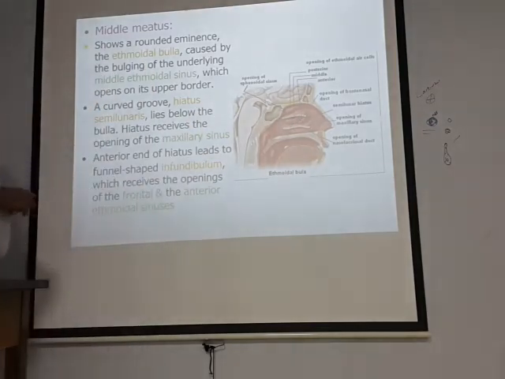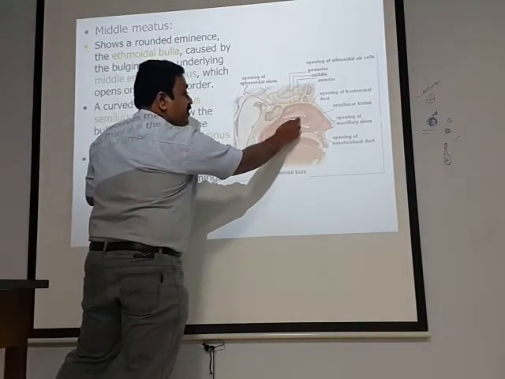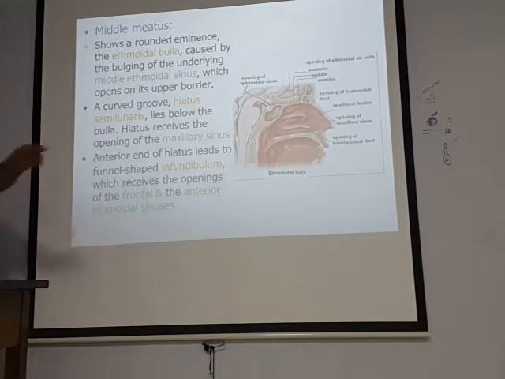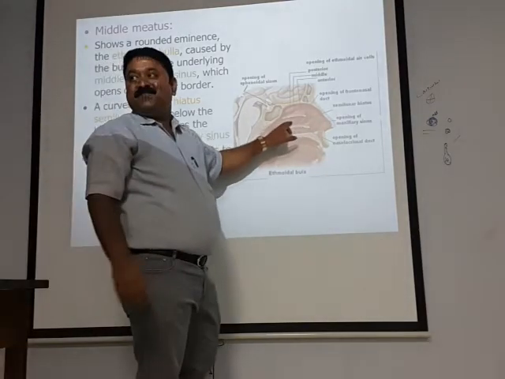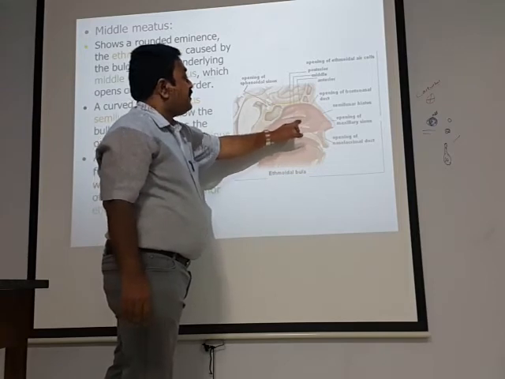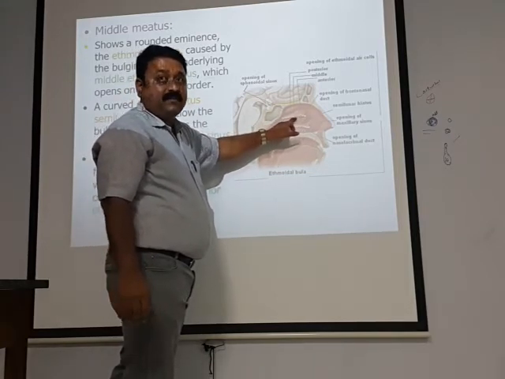So it shows a rounded eminence. This rounded eminence is the ethmoidal bulla. Due to the presence of air-filled sinuses, I told you, it shows the bulging here. Anterior to this there is a groove in the middle meatus.